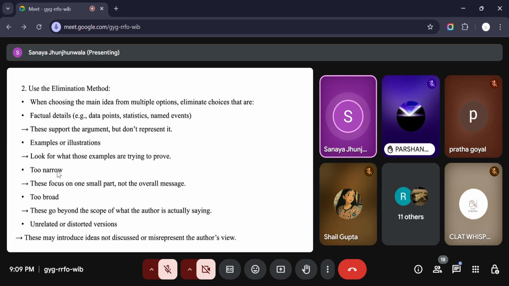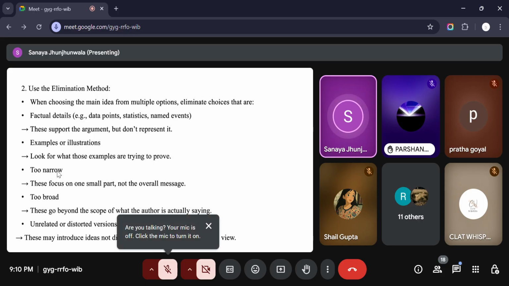In the case of naming events, if the passage is about that event, then do not eliminate it. But as a rule of thumb, any kind of factual data most probably won't be the main idea, because it is the author's opinion, basically. These factual details are supporting the argument, they don't represent the argument. So just ignore factual details अगर कोई option में आता है कि नहीं.